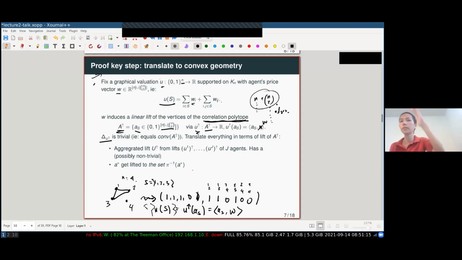Okay. So now, if I have multiple agents, then I do this aggregation. So I get a much bigger lift upstairs. This lift U now, if I have J agents, is a map from the J-dilated correlation polytope going to R, and it will create some complicated looking subdivision of that dilation. So now comparative equilibrium, what does it mean now?